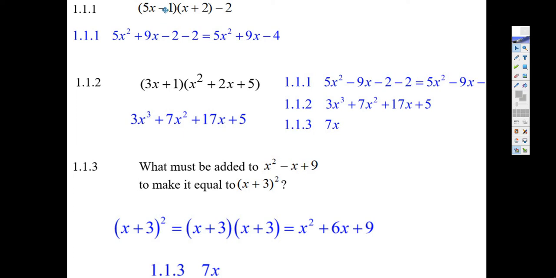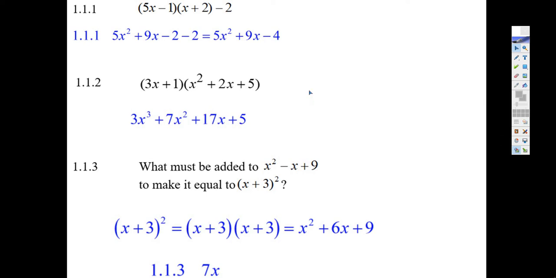Now, the last product is minus 1 times 2. That's negative 2. But then there's a minus 2 there as well. Well, we've got 5x squared plus 9x, but minus 2 is minus 4. And there you go. That's pretty well it. Okay, now let's just take a look at, actually, well, there's all the answers, but we don't want them right there.